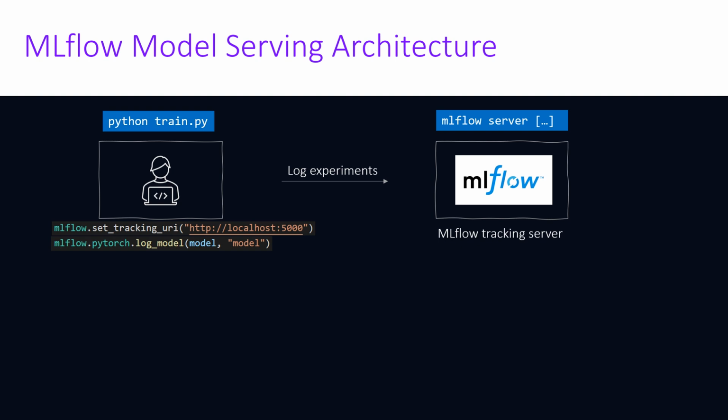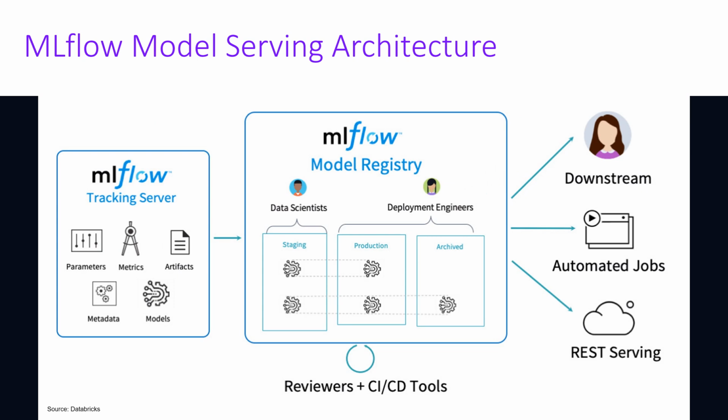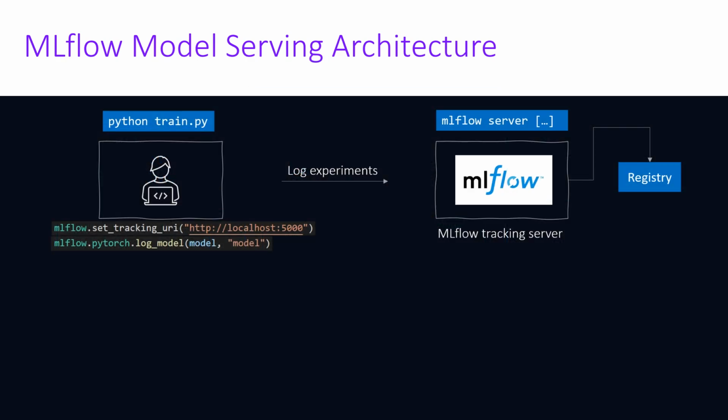This MLflow server comes with a so-called model registry. This registry allows you to control the lifecycle of machine learning models. I won't go too much into detail about it, but essentially it allows you to pass the model through different stages until it serves in production. The important part is that you can register models from specific training runs and also give them a name.